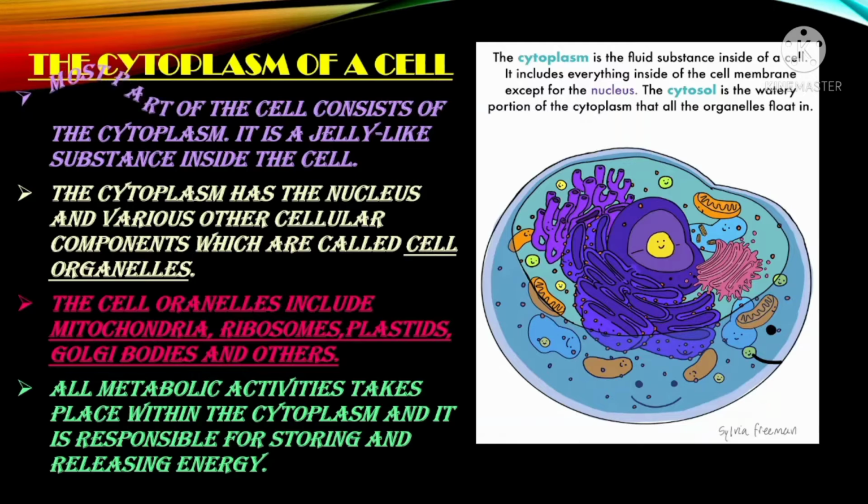The cytoplasm of a cell. Most of the cell consists of the cytoplasm. It is a jelly-like substance inside the cell. The cytoplasm has the nucleus and various other cellular components which are called cell organelles. The cell organelles include mitochondria, ribosomes, plastids, Golgi bodies and others. All metabolic activities take place within the cytoplasm and it is responsible for storing and releasing energy.